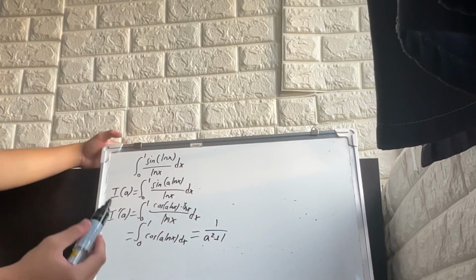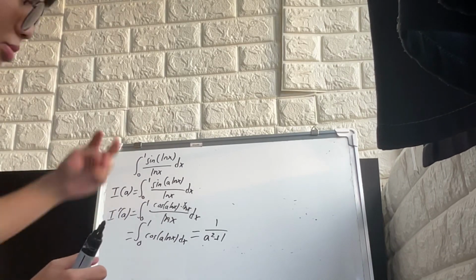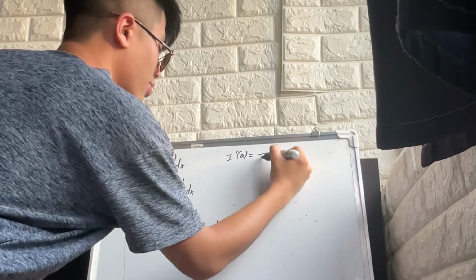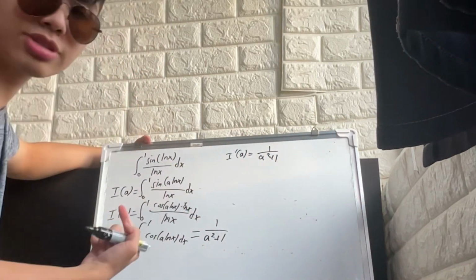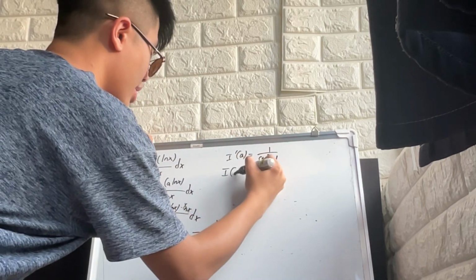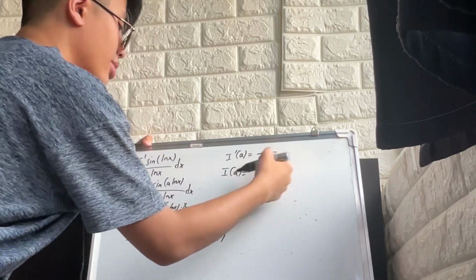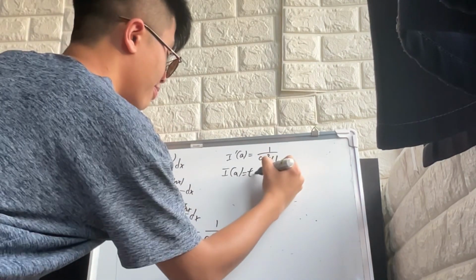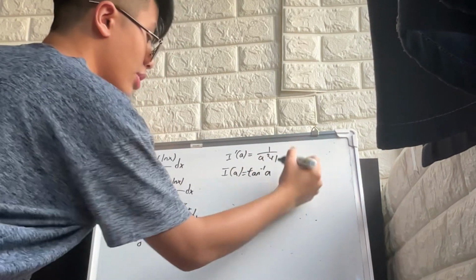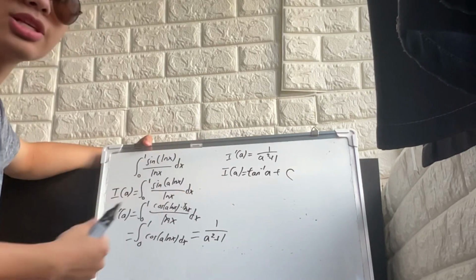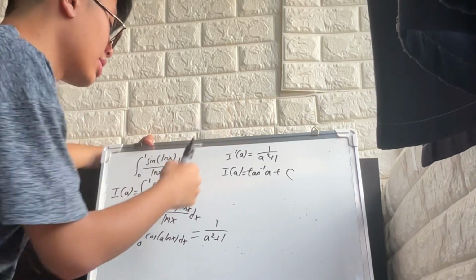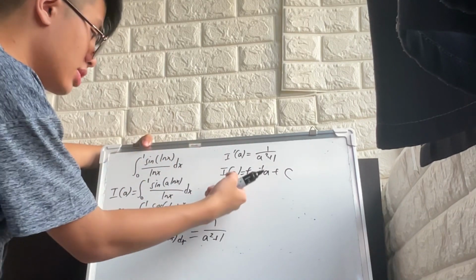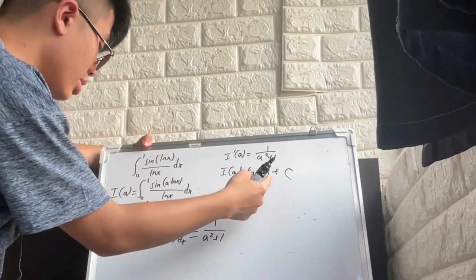This is really cool because we can integrate both sides now. Let me write here, I prime of a is equal to 1 over a squared plus 1. Integrate both sides, you will get I of a equal to the integral of 1 over a squared plus 1, which is inverse tangent of a. But don't forget the constant c, because we are talking about the indefinite integral, right? We have to figure out what the constant is. So I of a is equal to inverse tangent of a plus c.